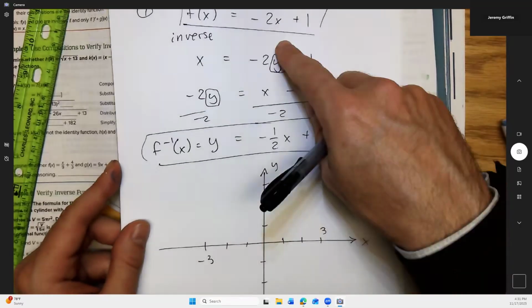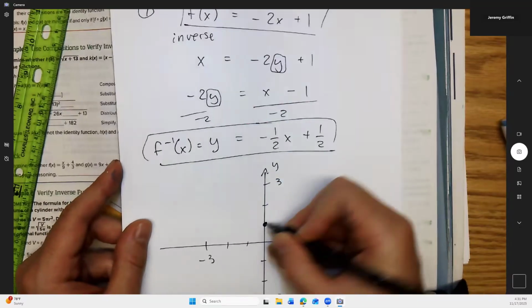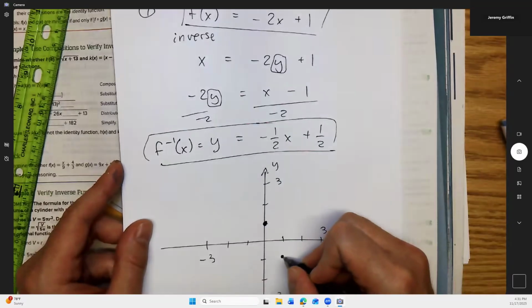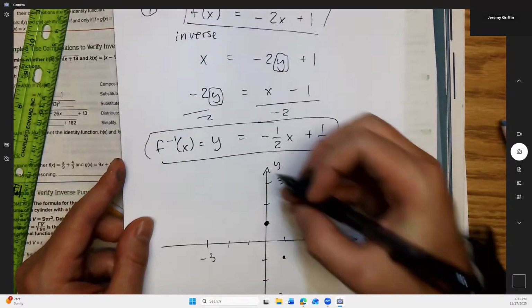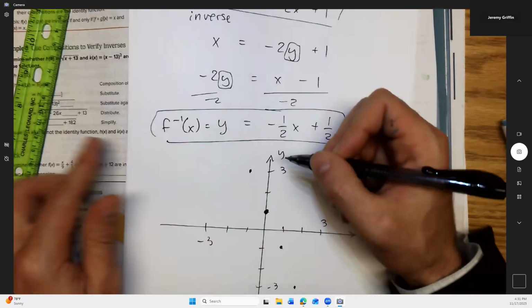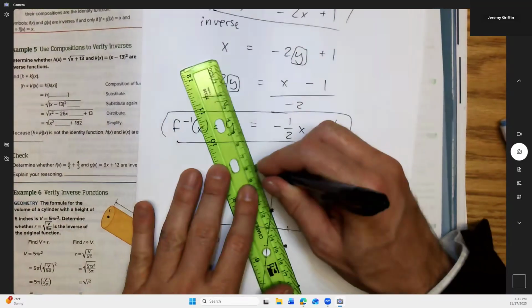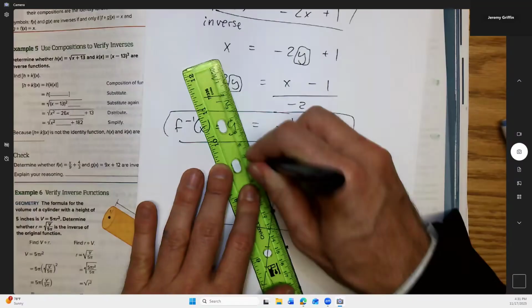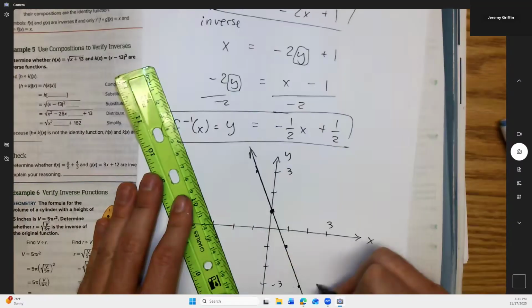Okay. So -2x plus 1. Here's my plus 1. Now -2x, that's down 2 over 1. It's right here. Down 2 over 1 is right here. So here's the original function. That right there is f of x.